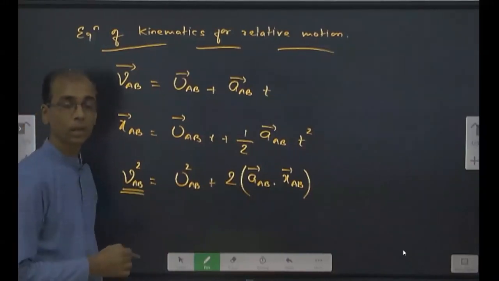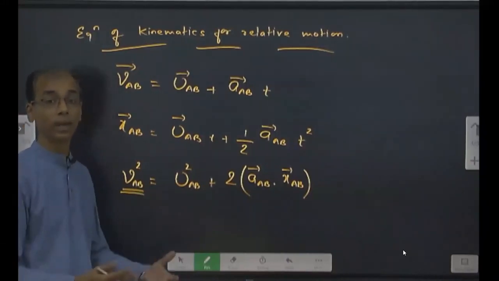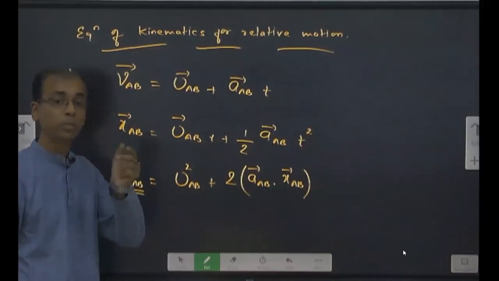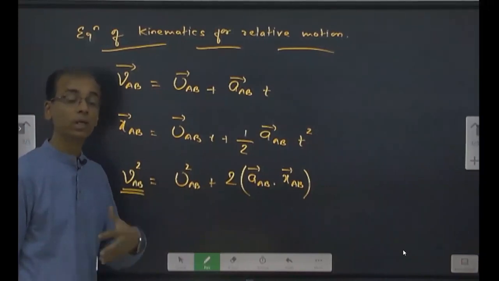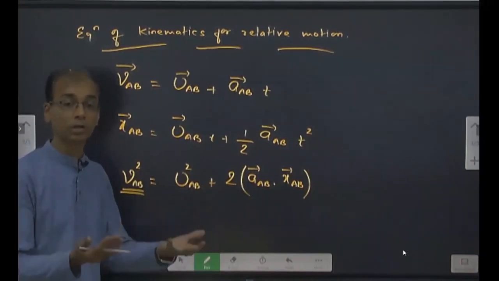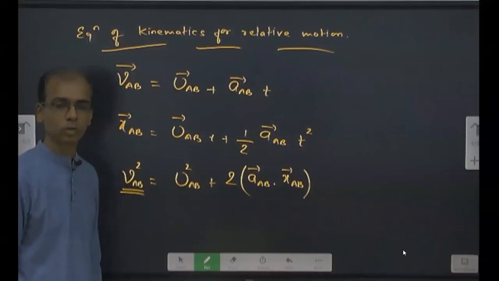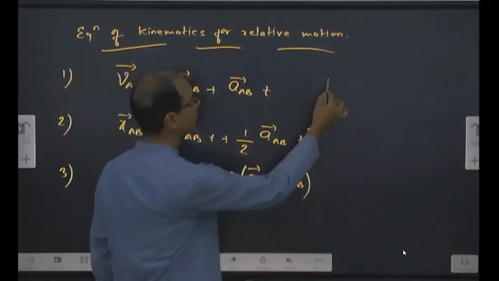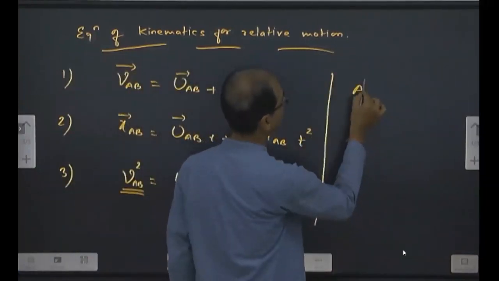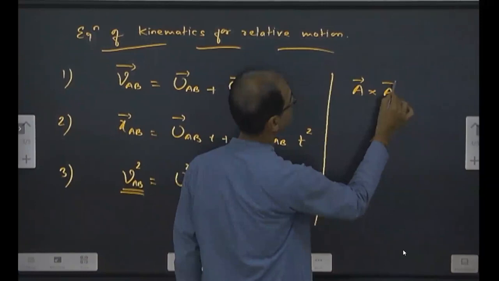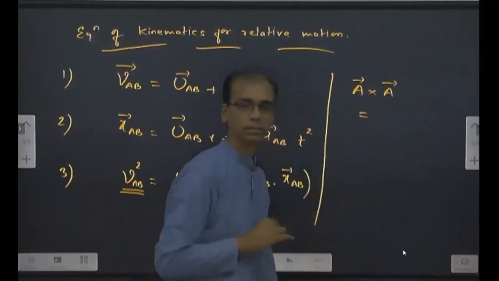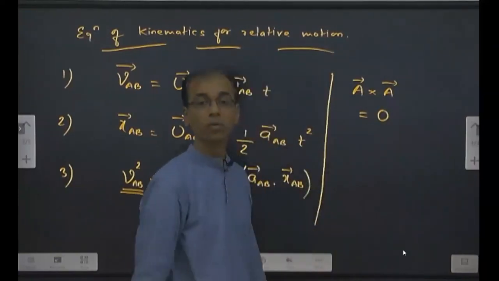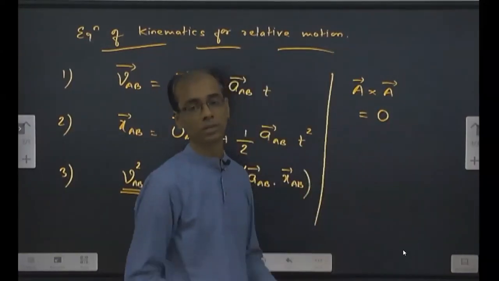This is square. V square, U square. Two vectors, same vectors, their product. You can find that only when there is a dot product. If it is a cross product, it will become 0. You all have studied vectors, right? Yes, sir. See, if I say vector A cross vector A, what is the answer? 0. Why 0? Because the angle between them is 0.